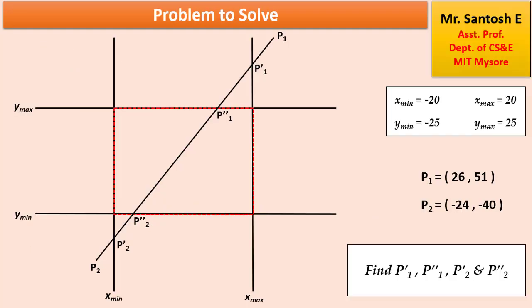So now here is an example to solve. Just try to apply this Cohen-Sutherland line clipping algorithm to solve this problem. You need to find what is P1 dash, P1 double dash, P2 dash and P2 double dash, and try to solve this problem and put your solution in the comment box.